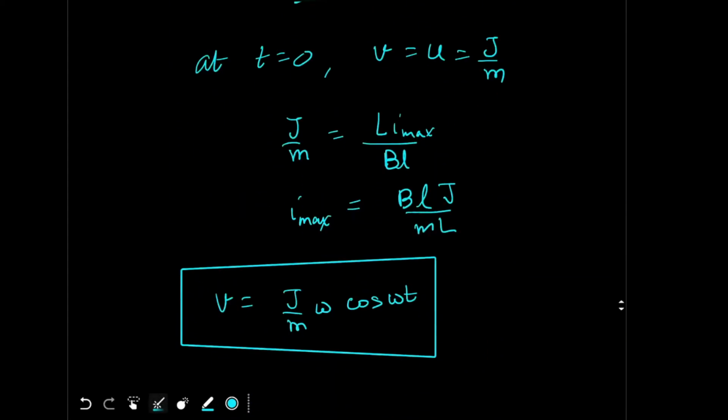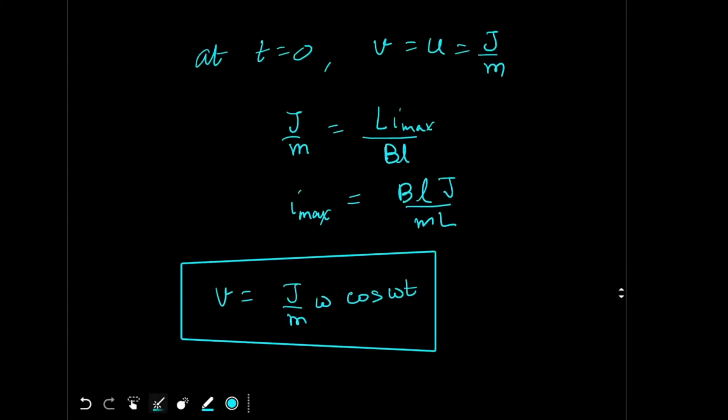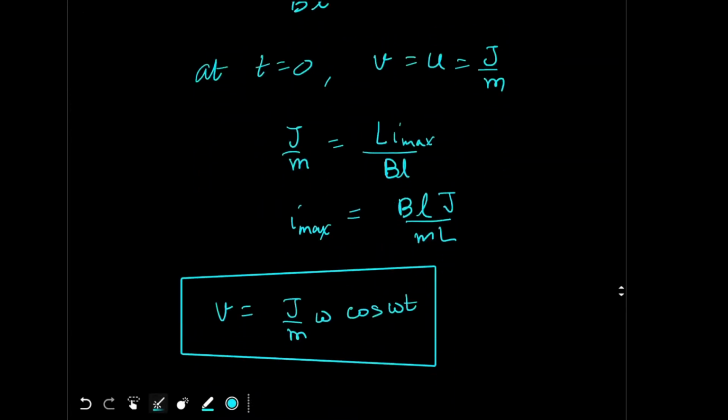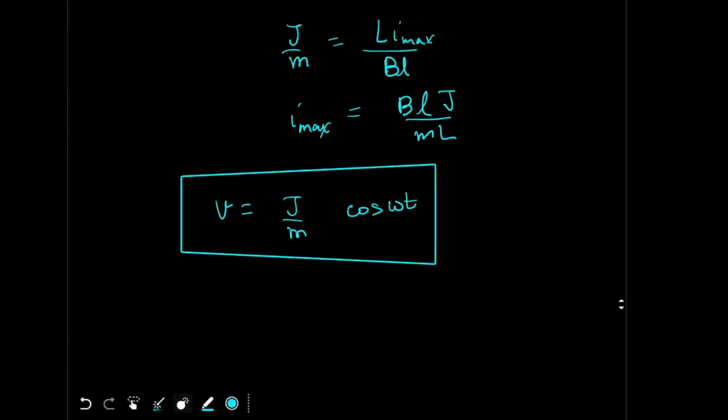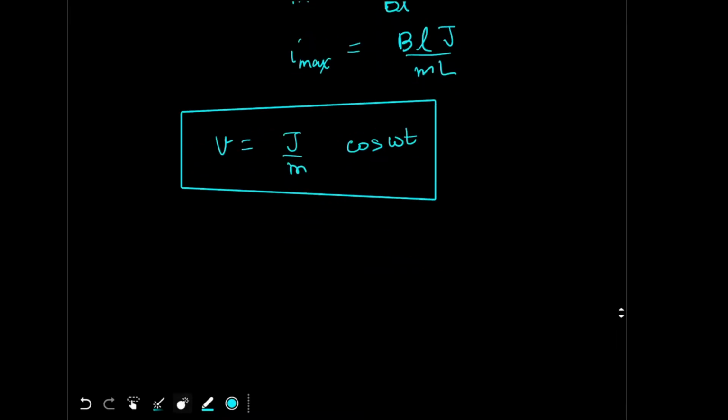So first of all, let's look at this velocity. Actually, I made a small mistake over here. Omega should not come over here. This is my velocity, right? V is equal to J by M cos omega t. So first of all, let's write the displacement. If you integrate, you will get J by M. Integration of cos omega t will give you sin omega t. This is my displacement, right?